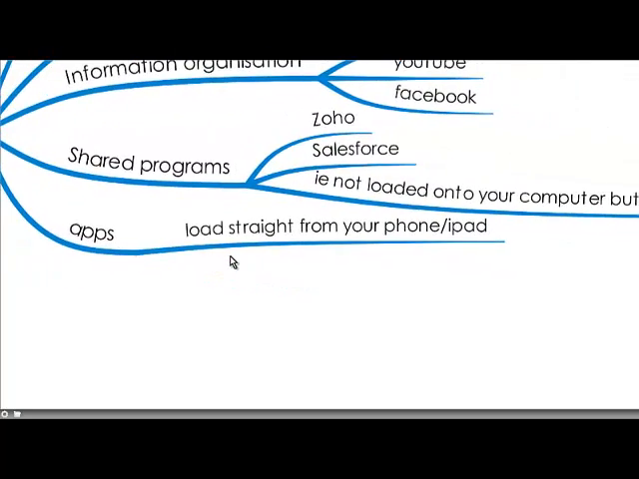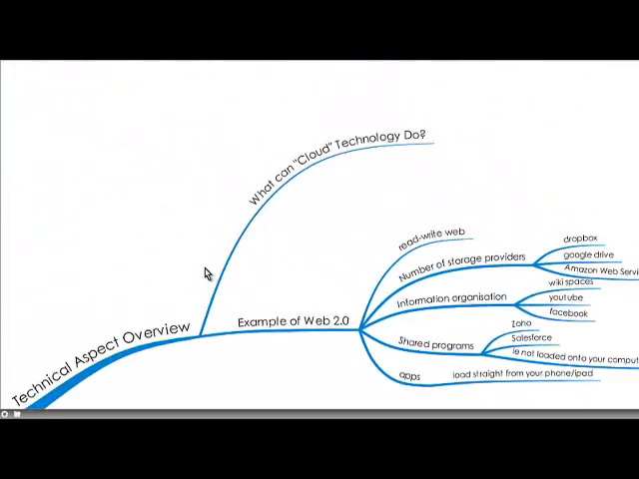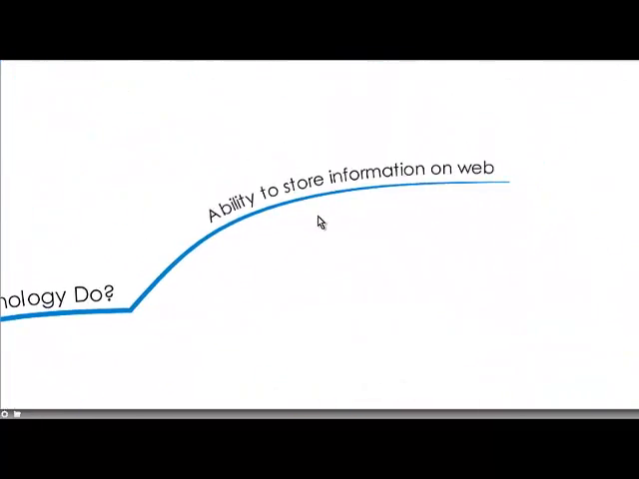And there are lots of apps as well. Many of these shared programs also provide apps, so you can load the app straight onto your phone or iPad and load stuff up to the sky, to YouTube, Facebook or Zoho, whatever, straight from your iPhone, iPad or Android. So what can cloud technology actually do?